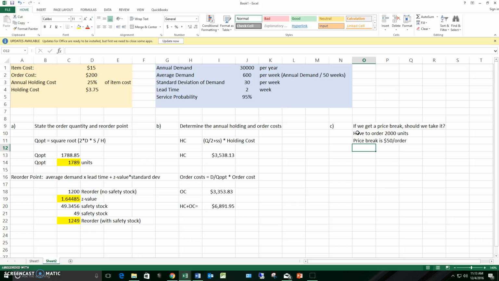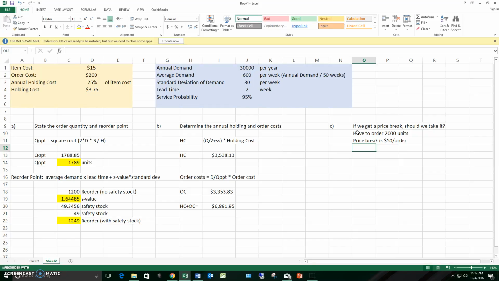The question then is, are we better off to order 2,000 units at the lower ordering cost, or are we better off to order 1,789 units with the given data we have? Because we know the 1,789 with an ordering cost of 200, with a holding cost of 375, with the service probability of 95%, with a 2-week lead time, a 30 unit per week standard deviation, all of that information, our costs are minimized when we order 1,789 units, plus we have that desired safety stock.